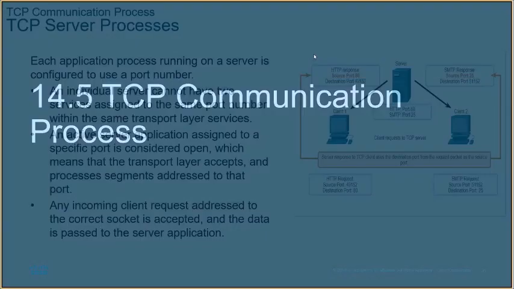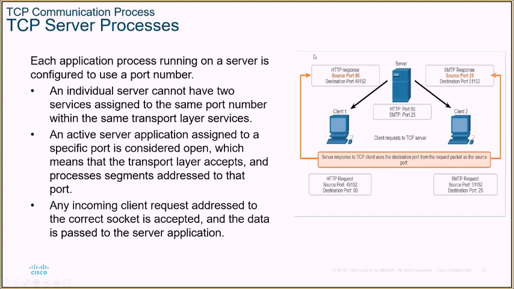So, the TCP communication process. The TCP server process: each application process running on a server is configured to use a port number. An individual server cannot have two services assigned to the same port number with the same transport layer services. An active server application assigned to a specific port is considered open, which means that the transport layer accepts and processes segments addressed to that port number. Any incoming client request addressed to the correct socket is accepted, and the data is passed on to the server application.